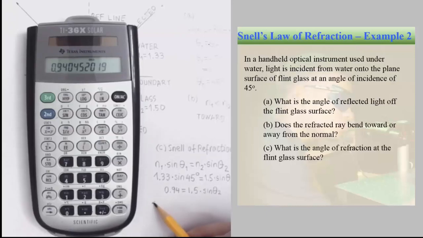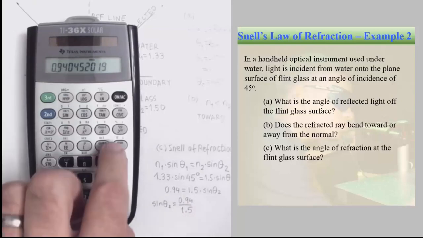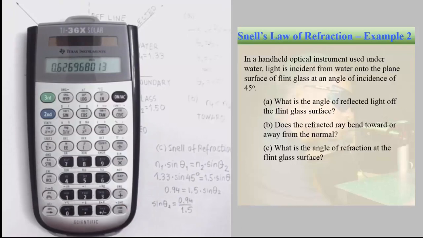And then from here, the sine of θ2 is going to be equal to 0.94 over 1.5. So we're going to divide this by 1.5, and come up with a value of 0.627. So the sine of the refracted angle is equal to 0.627. We need a refracted angle, so from here we can extract the refracted angle θ2 by using an inverse sine. So sine inverse of 0.627.